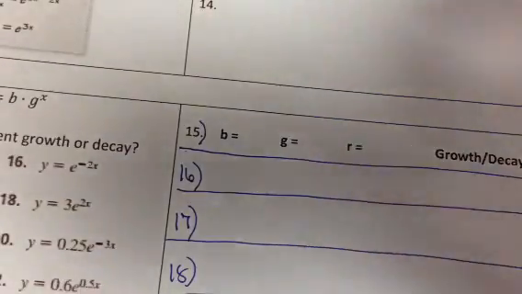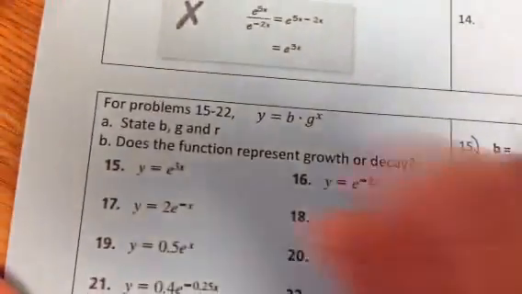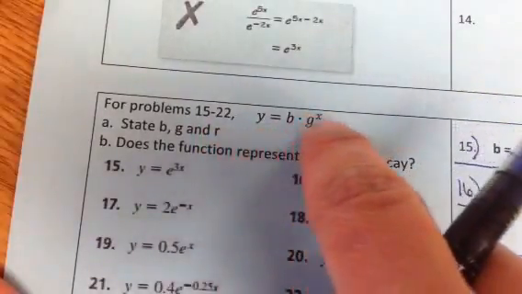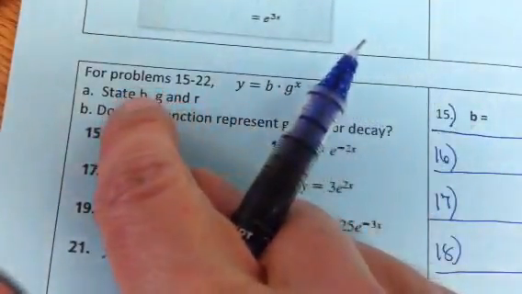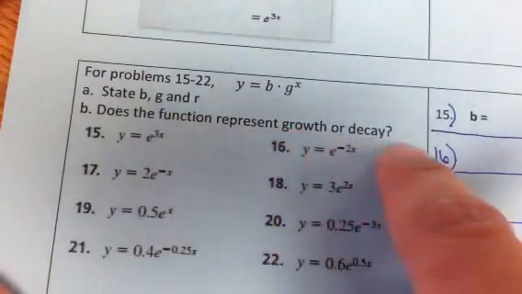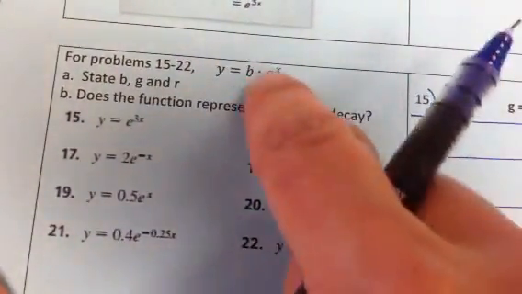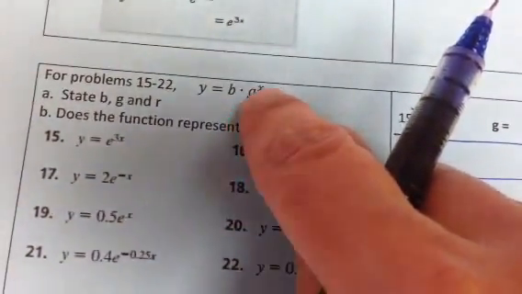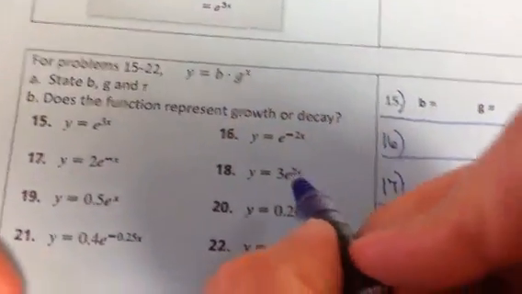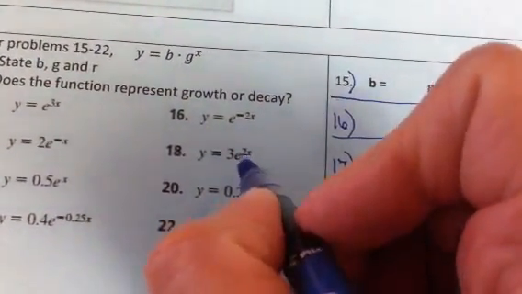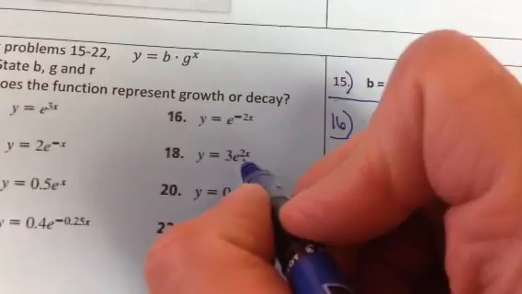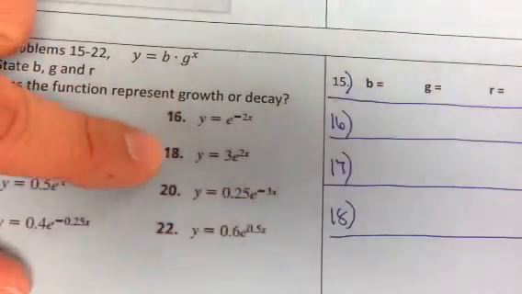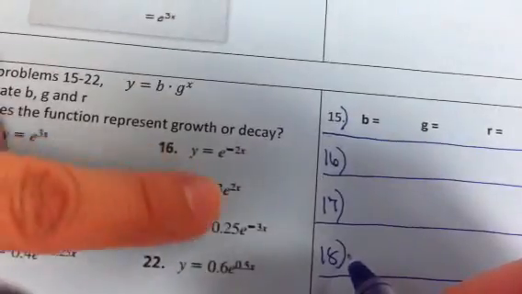All right. So the idea is, again, that these problems are stemming from y equals b times g to the x. So you're going to have to tell me b, g, and r, and is it growth or decay? So the thing is, g is attached to a plain x exponent, no numbers. And when you look at 18, we're going to work backwards. Right now, if I asked you guys, hopefully you would realize that, what's b? Well, b is 3.